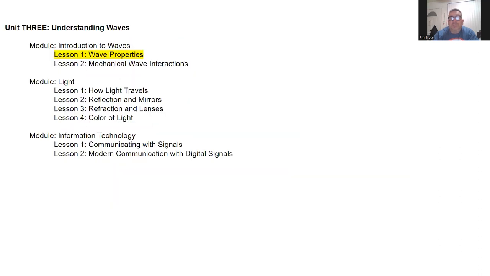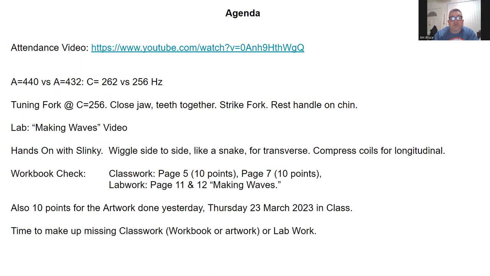We are studying wave properties. Today we've got a little video we'll watch during attendance. We're going to go over, in musical systems, the difference between A440 and A432, and what that does to middle C. I've got some tuning forks for you to try in a little experiment. We're going to do our lab finally of making waves. We're going to watch the video of it first, collect our data, and then you'll get some hands-on with the slinkies, wiggling side to side on the table for transverse waves, and then compressing the coils and letting them go for longitudinal waves. And then we will have our workbook check.